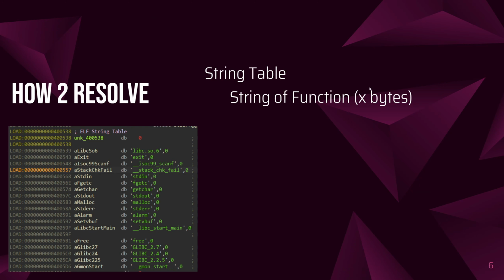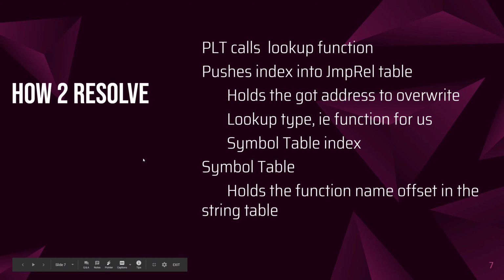And the string table, we can just see it's a string of x bytes. So if we went in here and then went in 0x79, "free" will get resolved. And we can see that it kind of points forward like the symbol table should. So here's the entire step by step, top to bottom.